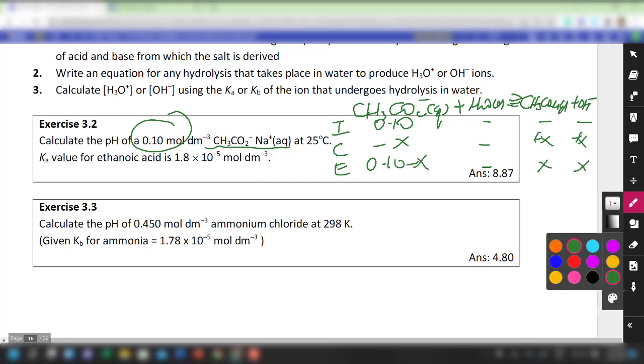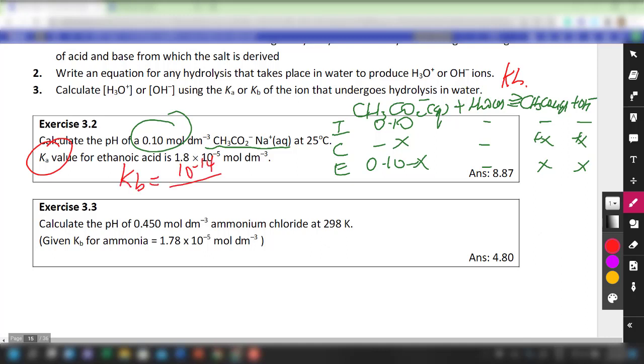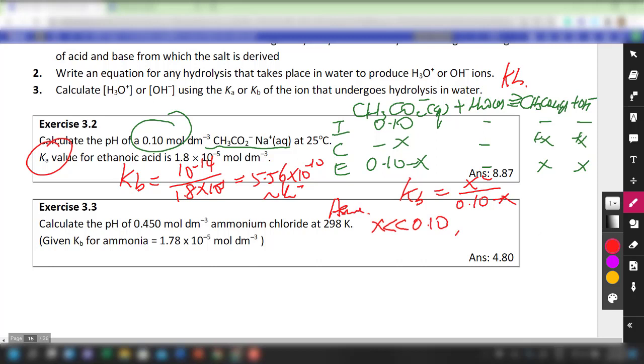I am defining Kb over here. I'm not given Kb, I'm given Ka. So from Ka, I need to find Kb. That will be 10⁻¹⁴ divided by 1.8 × 10⁻⁵, and this will give me 5.56 × 10⁻¹⁰ mol dm⁻³. Since I have already written out a Kb expression, that will be x² over 0.10 minus x. We assume x to be much smaller than 0.10. Remember, this is an assumption.